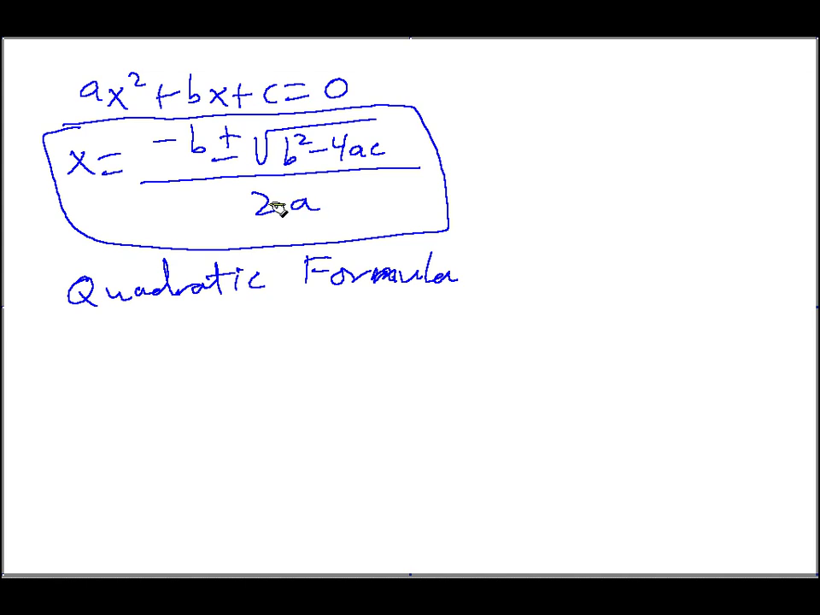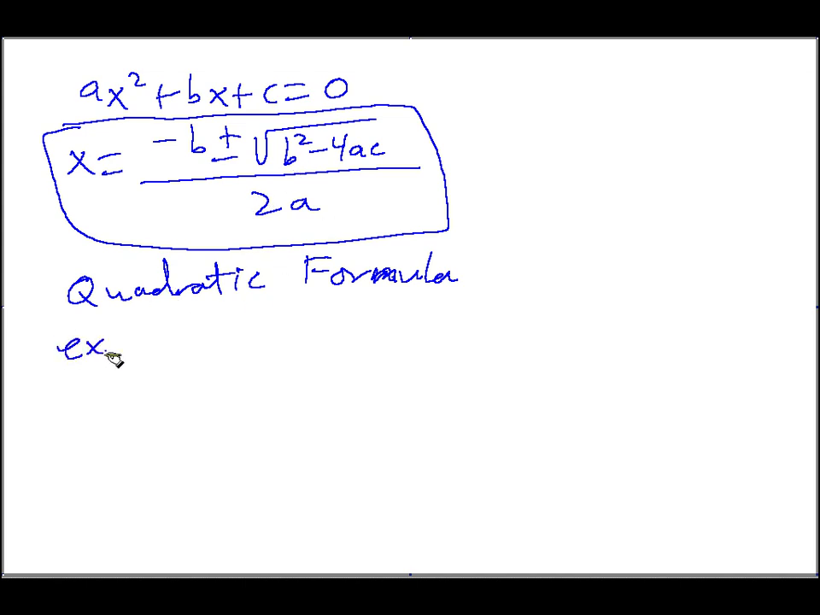So to use the quadratic formula, observe a couple of things. First, I need to figure out a, b, and c. Figure out what those numbers are, and we'll do some examples in a moment here. And second of all, I need to get it in this standard form: ax squared plus bx plus c equal to 0. So let's try a problem like that.